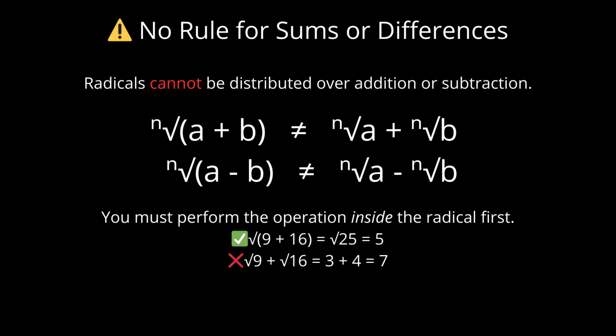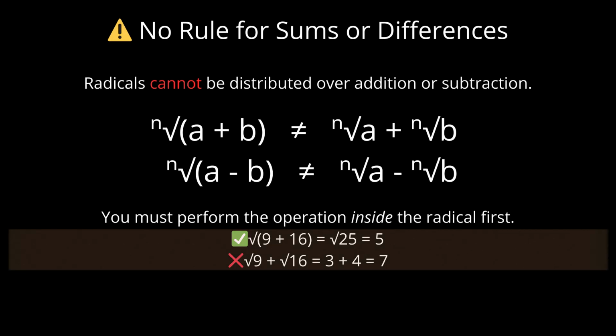Finally, let's cover the most important warning, a very common mistake. Radicals cannot be distributed over addition or subtraction. Let's prove this with a simple example. What is the square root of 9 plus 16? First, you have to do the addition inside the radical. 9 plus 16 is 25. The square root of 25 is 5. Now, what if we tried to do it the wrong way? The square root of 9 is 3, and the square root of 16 is 4. If we add them, we get 3 plus 4, which is 7. Clearly, 5 is not equal to 7. So remember, always perform the operation inside the radical first.